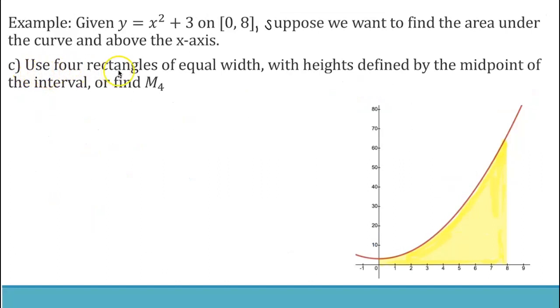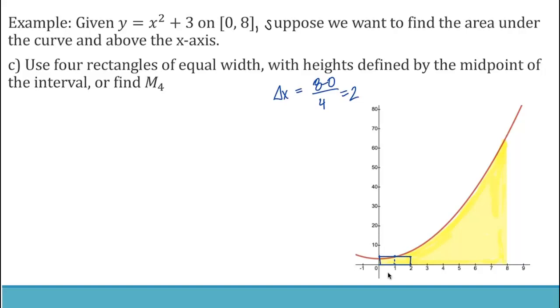And for part C, we're going to use 4 rectangles again of equal width, but this time the heights are going to be defined by the midpoint of the interval, or for short, we're going to find M sub 4. So we already calculated delta x when there were 4 rectangles. Delta x was equal to 2. So we're going to draw the first width that extends from 0 to 2. But now the midpoint of that interval, halfway between 0 and 2, is 1. The midpoint is going to define the height. So I'm going to find the height of the function at 1, and that's going to define the height over that interval from 0 to 2.